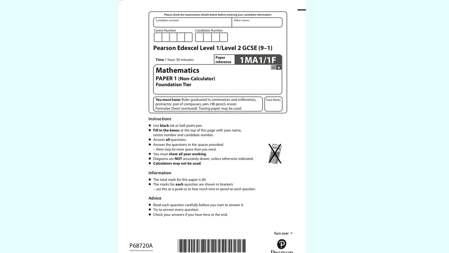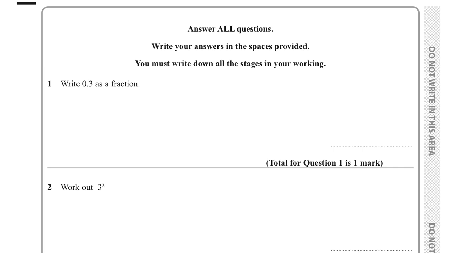Okay, welcome back. This video is basically just going to be a walkthrough of this paper. So this is November 2022, paper 1, non-calculator, and we're just going to go through all of it. Alright, so starting at the beginning, the first few marks should be quite quick, they're quite short questions.